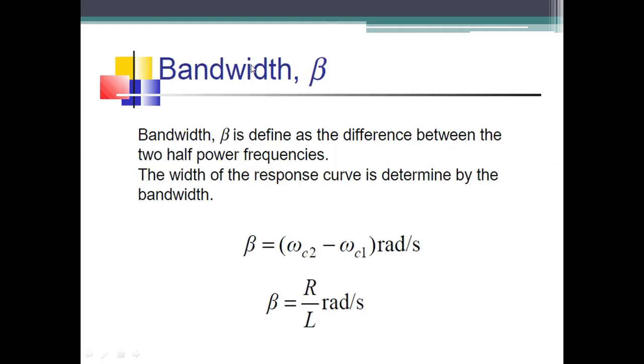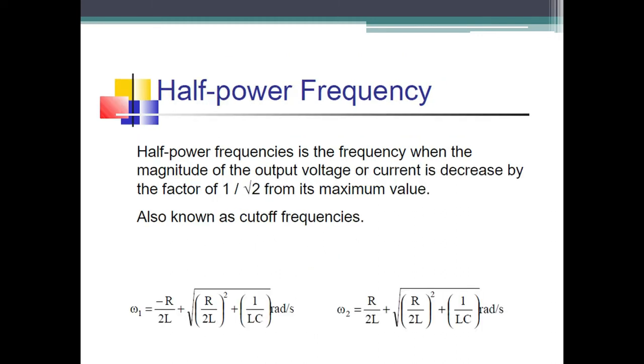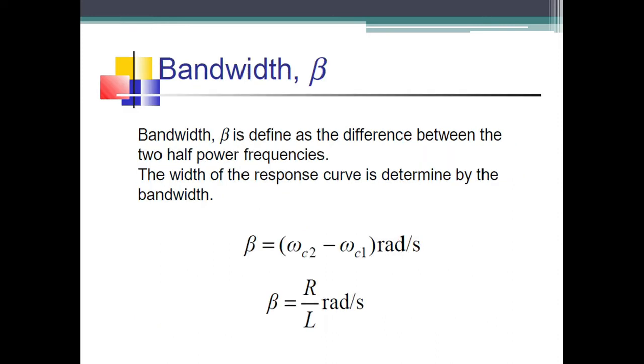Then how to find the bandwidth? The next parameter is the bandwidth. Previously we calculated the resonant frequency, f0 equal to 1 upon 2 pi root of LC. The first parameter we calculated was the resonant frequency. The second parameter was the half power frequency, which is 1 upon root 2 of its maximum value, called the cutoff frequency, meaning the lower cutoff frequency and upper cutoff frequency. Then the next parameter we find is the bandwidth.